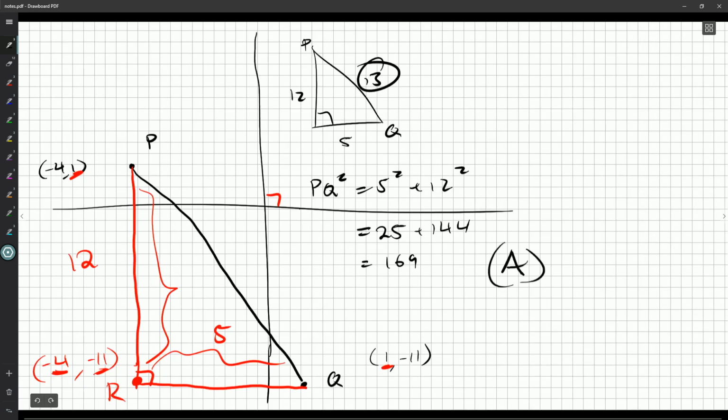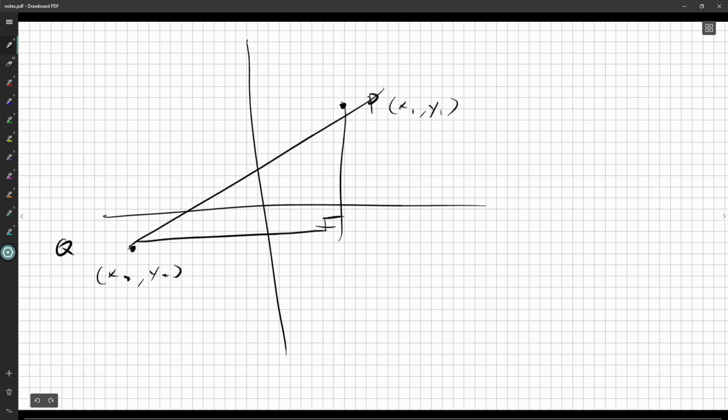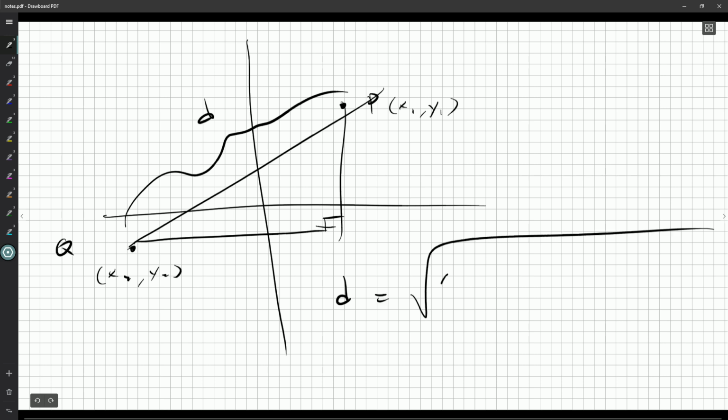Now, this technique can be applied more generally. If I've got a point up here with coordinates x1, y1, and I've got another point down here with coordinates x2, y2, we can do the same sort of right angle triangle trick. You can actually get a formula for the distance between any 2 points. So I'll leave you with this. It's a nice little thing to have around.